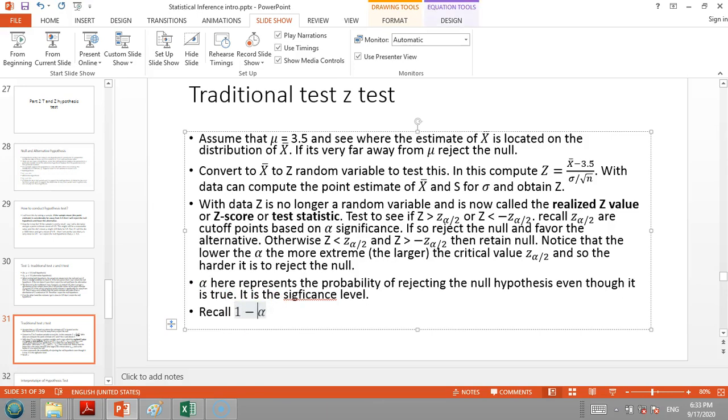Recall, 1 minus alpha is the confidence level. So if I tell you the significance level, you know the confidence level. If I tell you the confidence level, you know what the significance level is.